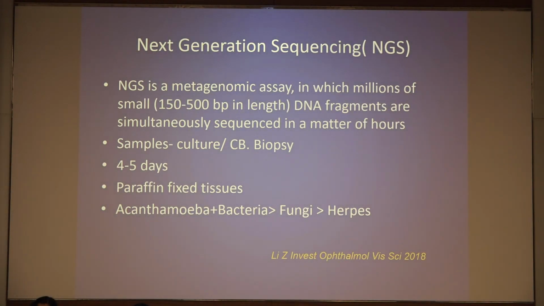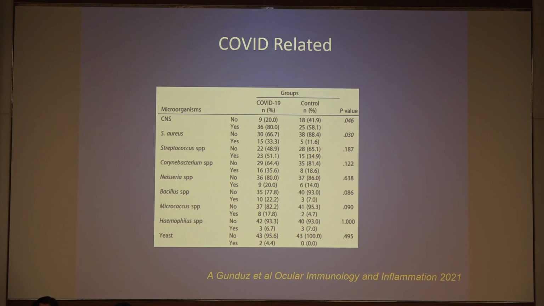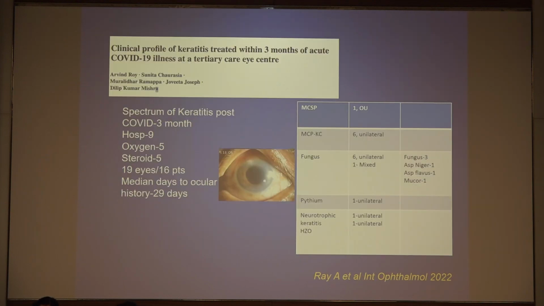Now we have come to next-generation sequencing, in which a smaller fragment of the DNA can be sequenced in a matter of hours, but you need to have a culture specimen for this. Again, it takes 4 to 5 days, and robust data exists only for Acanthamoeba and bacteria as of now. COVID related, we see that there is a change in the ocular flora, more towards the commensals. Coagulase-negative Staphylococcus has increased in patients affected by COVID. And those patients who have survived COVID have shown a unique pattern of not getting commensal-related infections, but rather rarer infections, the microsporidial keratoconjunctivitis. This study showed that patients who recovered from COVID within 3 months developed more microsporidial keratoconjunctivitis.